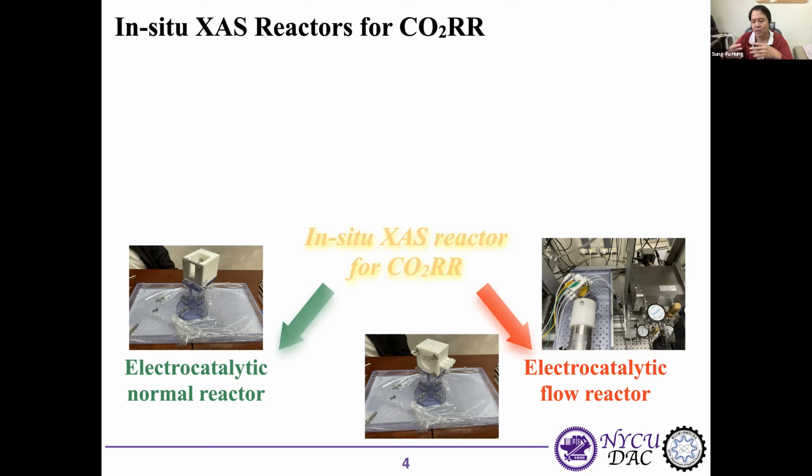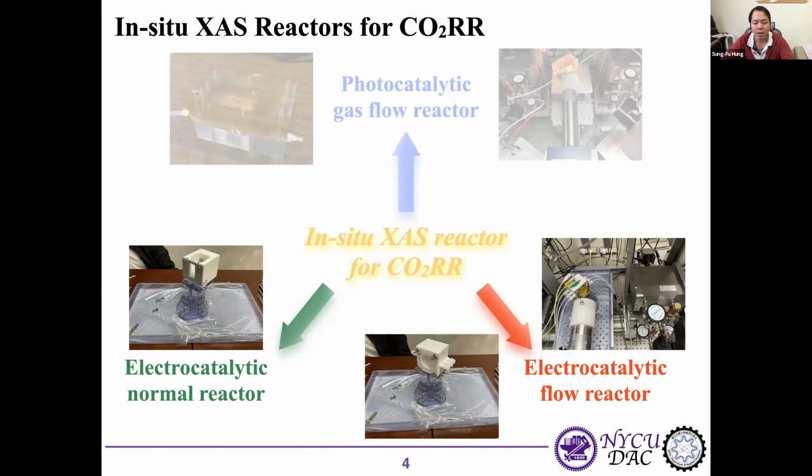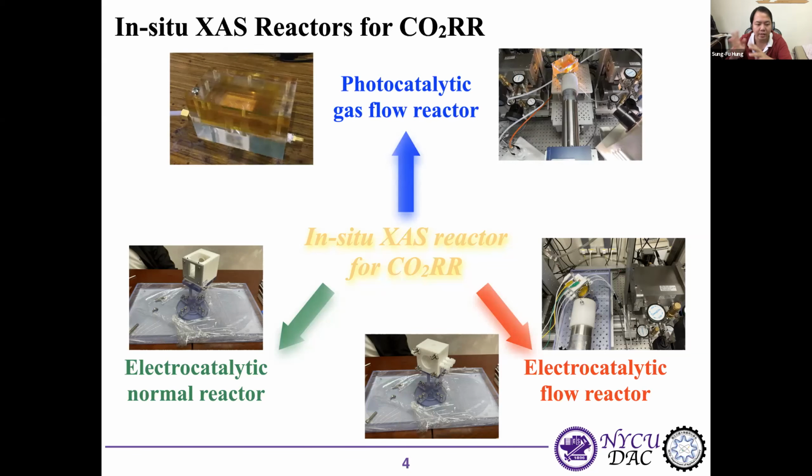The flow reactor means the electrolyte and the carbon dioxide can flow in and flow out through the cell. This cell resolves the problem of low solubility of carbon dioxide in the electrolyte, so high activity and high selectivity can be achieved in this cell. The last one is the photocatalytic gas flow reactor. We can provide the carbon dioxide and the simulated solar light here. We can see this picture, so we can just provide the solar light to the catalyst surface here. I will introduce these reactors I designed and what information I obtained using these in situ reactors.